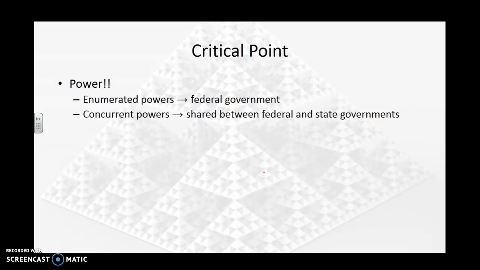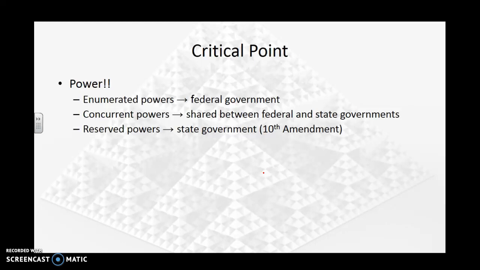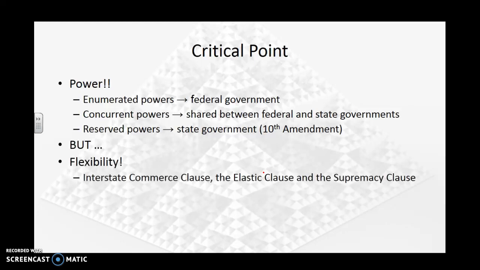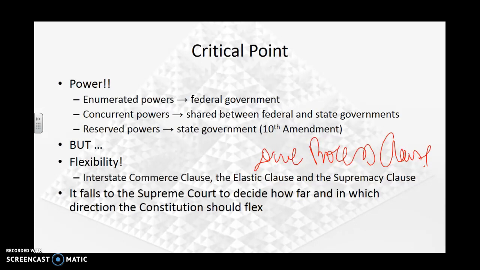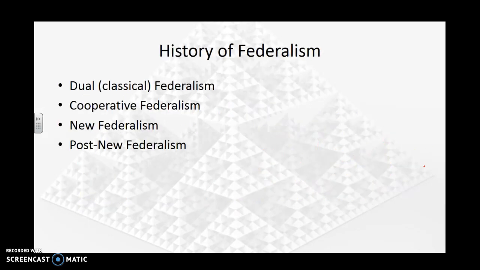The critical point is this. It's all to do with power. The enumerated powers of the federal government, concurrent powers, as I said, are those shared between federal and state governments, and reserve powers are those that accrue finally to the states. But there is flexibility in the model. The Interstate Commerce Clause, the Elastic Clause, the Supremacy Clause, and of course the Due Process Clause, which I should have in there, is due process. All of those allow for constitutional flex. And when you have constitutional flex, then it falls to the Supreme Court to decide how far and in which direction the Constitution should flex.